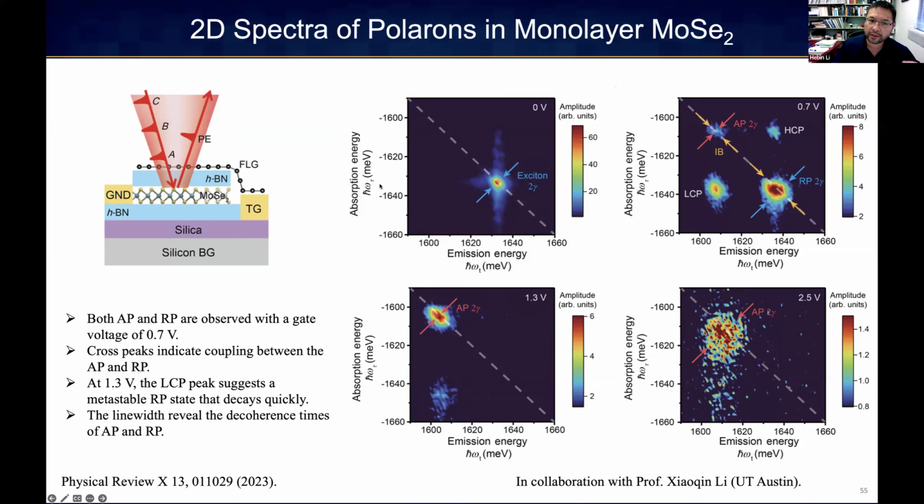You can clearly see the different resonances coming from different quasi-particles as you change the gate voltage. And also by analyzing the linewidth for each resonance, you will be able to extract the dynamics of each, right? So we did this.